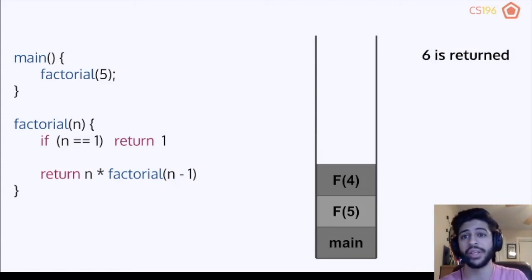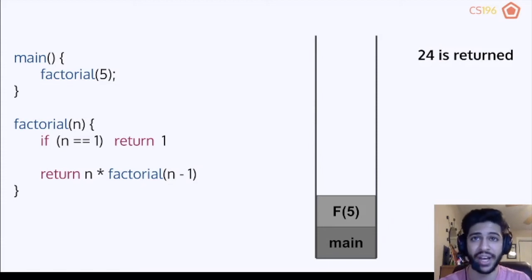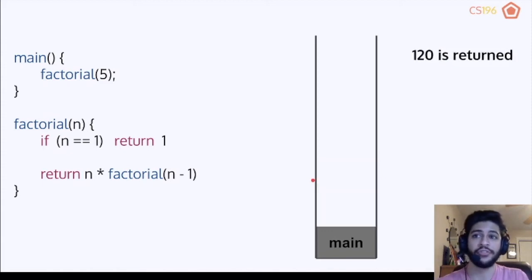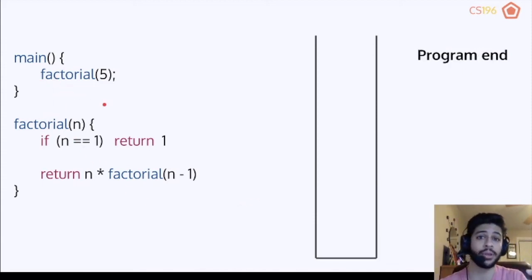And we keep on doing this all the way until we go back to f of 5, which will then return 120 because we're able to use the value of the last function call, essentially. And so once f of 5 returns 120, then our main function is done because there's nothing that comes after that, and it's just popped off of the top of the call stack, and our program is over.